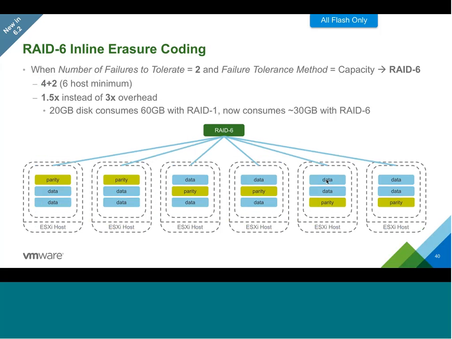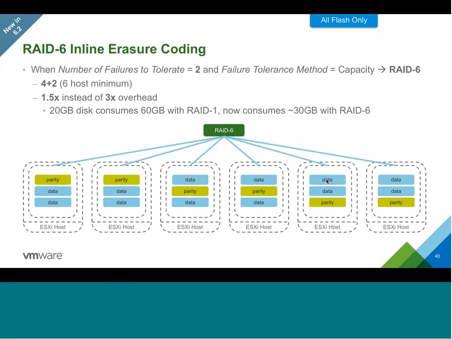Similarly, we can have RAID 6, right? Say the failures to tolerate is 2. So the failure tolerance method is RAID 6. Then I need 4 plus 2, 6 hosts minimum. And instead of triple the overhead, I'm just getting 1.5 times overhead. That means 50% space I'm saving.